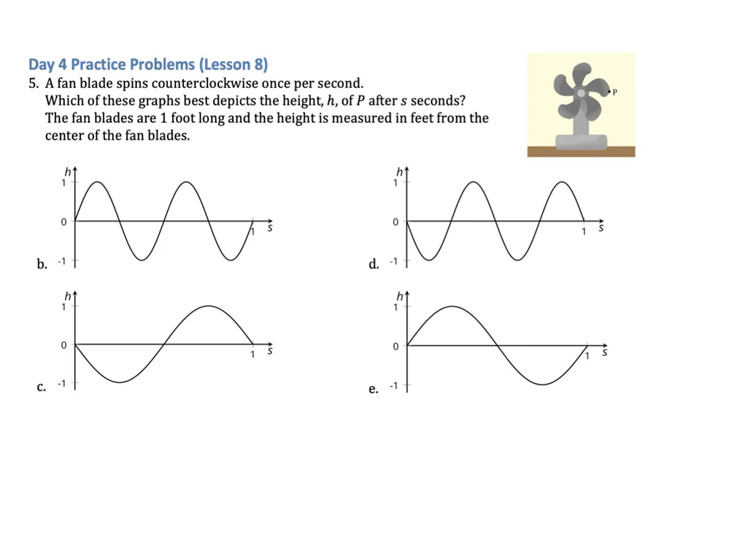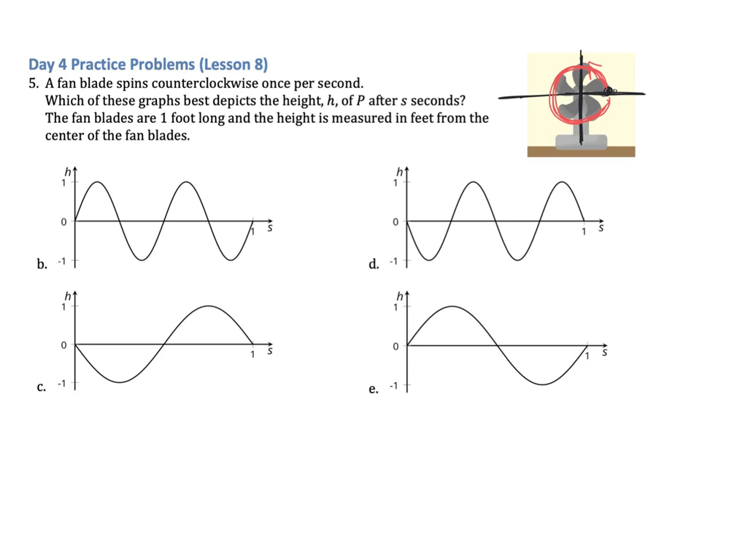If you look at this particular question, it says a fan blade spins counterclockwise once per second. Which of these graphs best depicts the height h of P after s seconds? So here is point P. You think about this: this is your y-axis, this is your x-axis. This point P is going to go counterclockwise, so it's going to go around this direction, around and around and around. So which of these graphs depicts it?